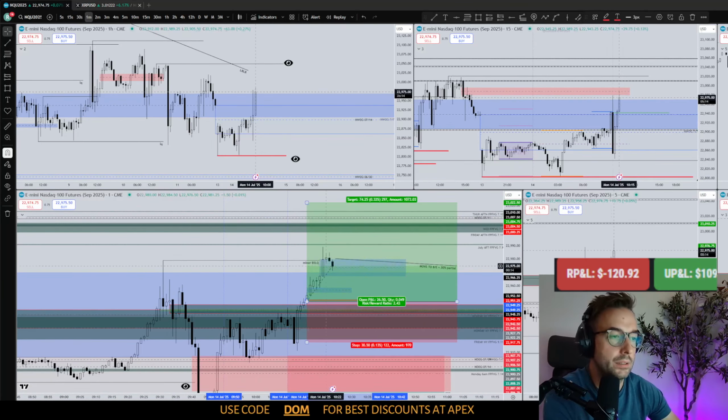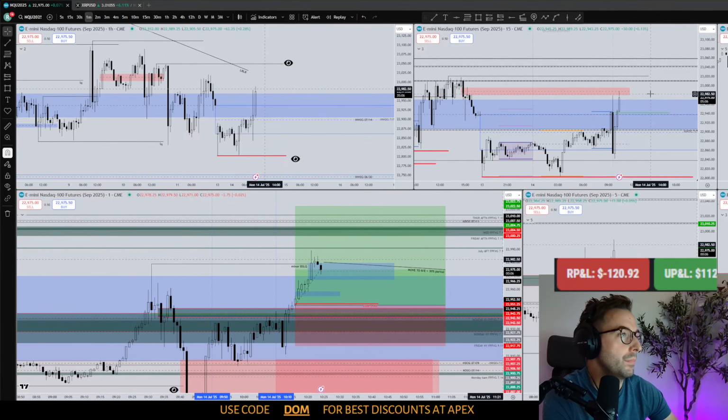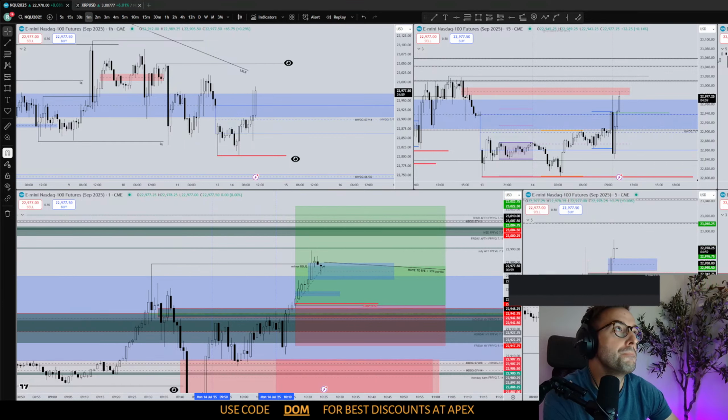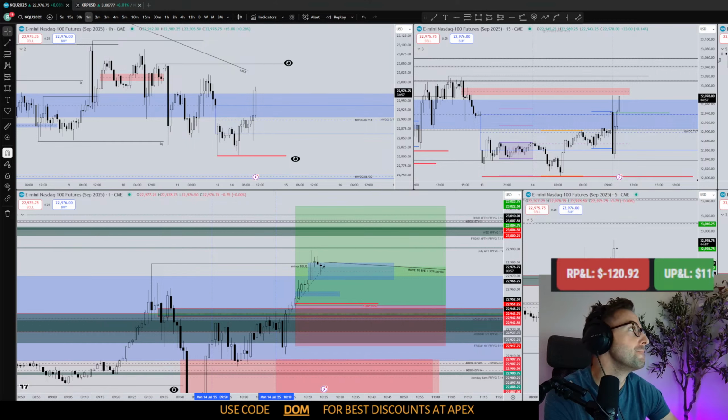Price is coming back down here. It's retesting this bullish fair value gap that it's formed. All right. This is where we got to be patient here. Just accept both sides of the trade.